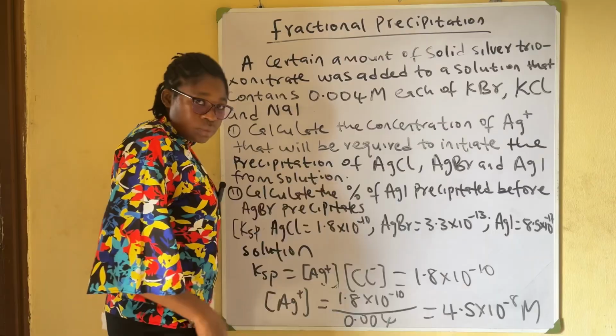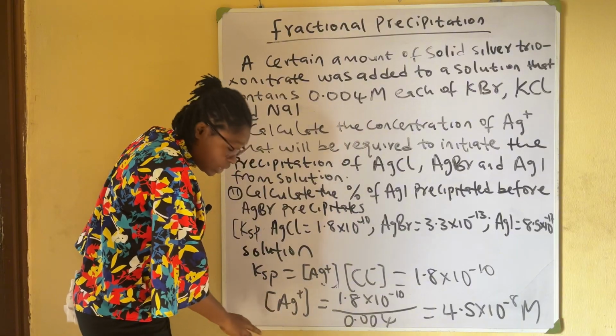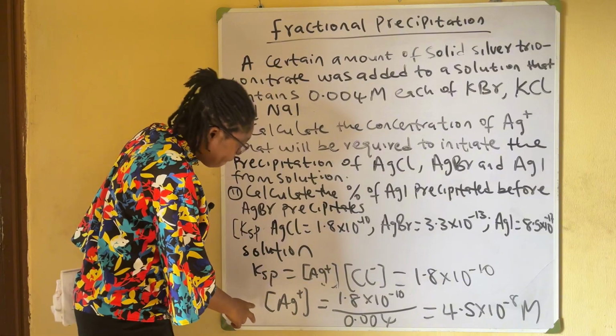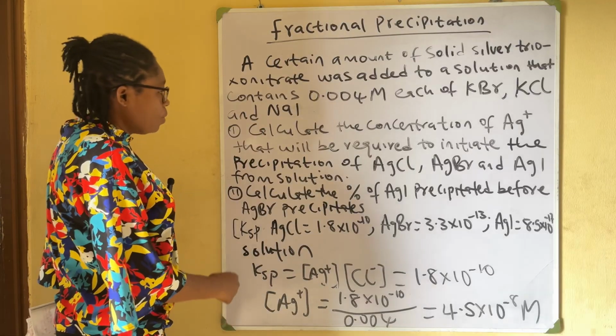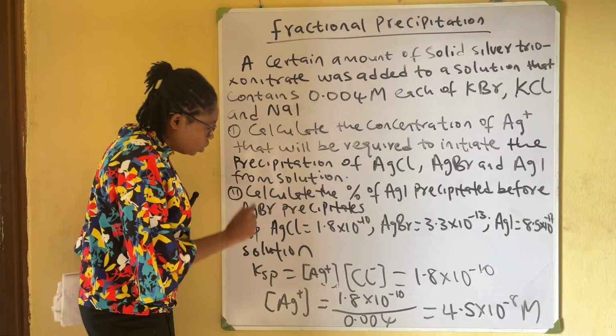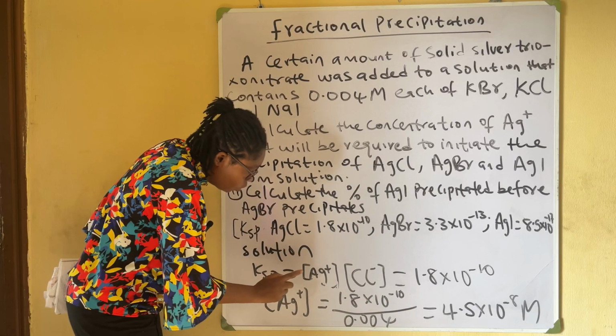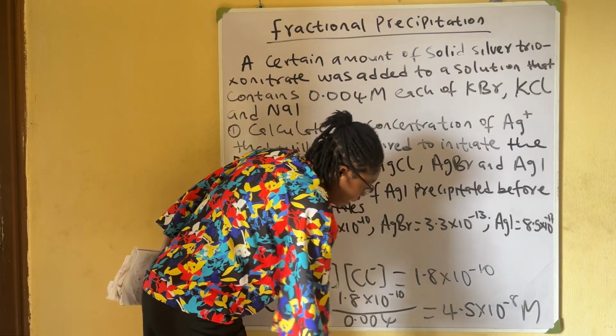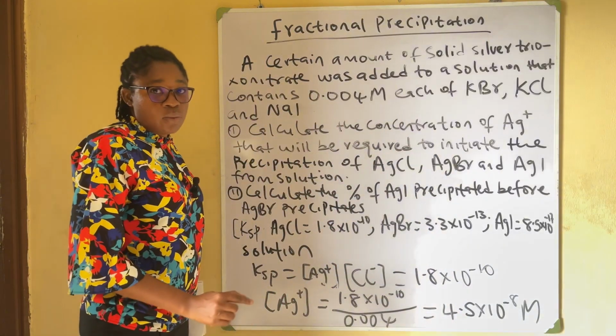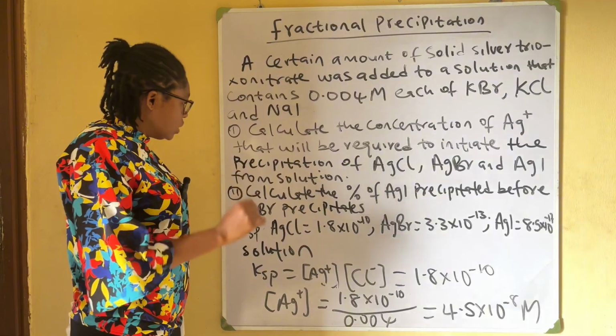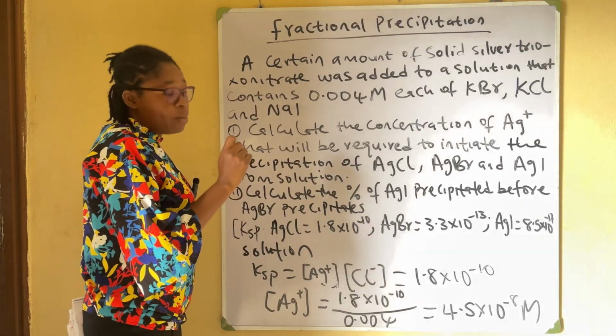0.004. So the concentration of silver ion that will be required to initiate the precipitation of silver chloride is 4.5 times 10 raised to the power minus 8 molar. So we're going to do the same for silver bromide.